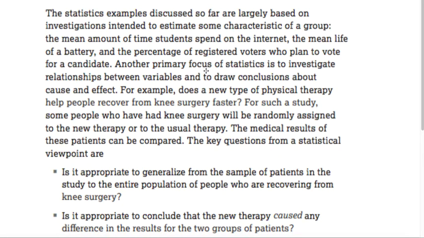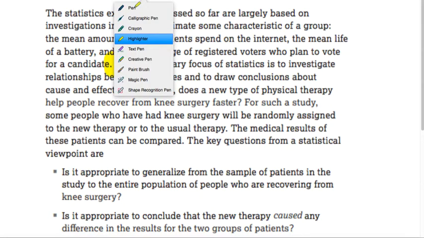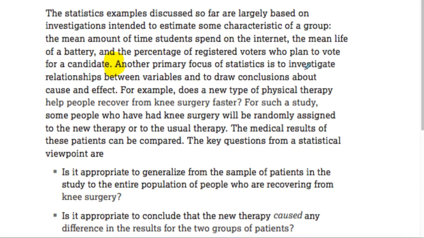All right, so you took some time and you read it. I'm going to start right here. Another primary focus of statistics is to investigate relationships between variables and to draw conclusions about cause and effect. For example, does a new type of physical therapy help people recover from knee surgery faster? That's information that physical therapists and doctors might want to know. For such a study, some people who have had knee surgery will be randomly assigned to the new therapy or to the usual therapy. The medical results of these patients can be compared.